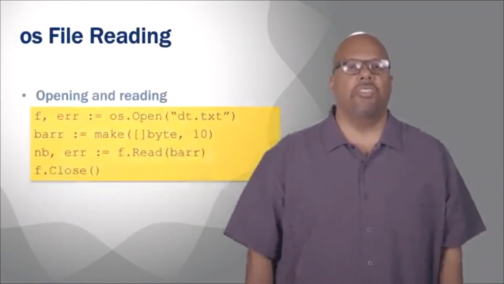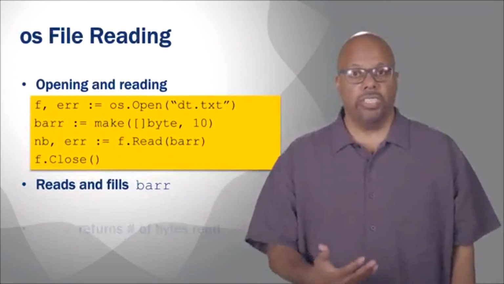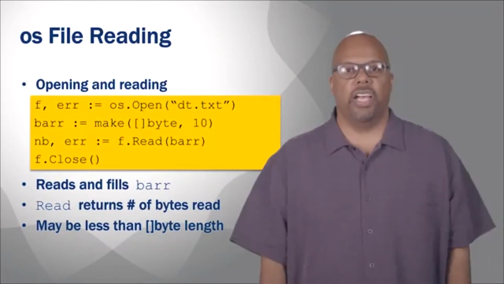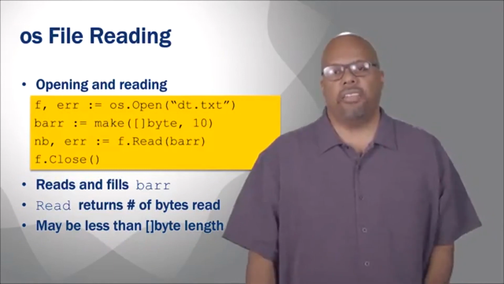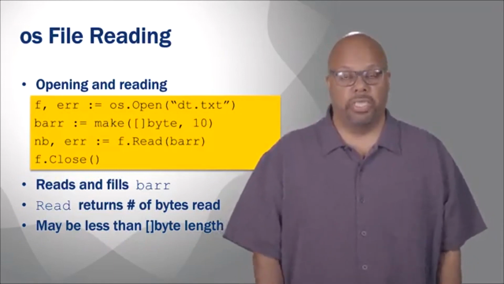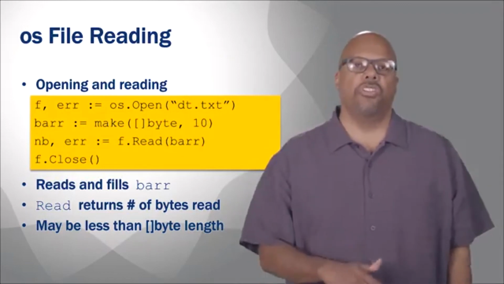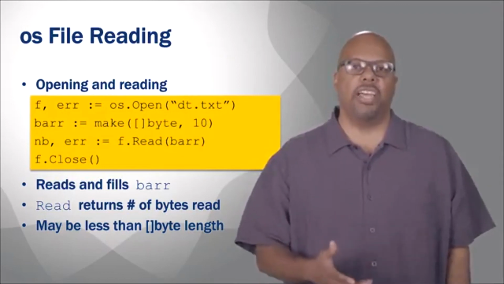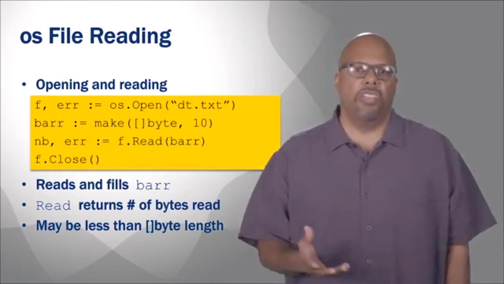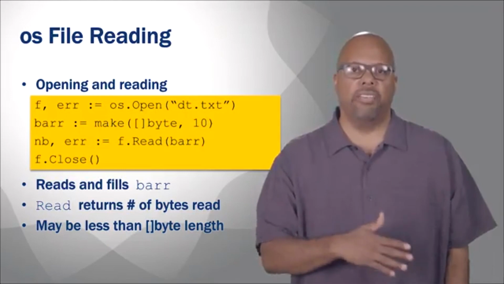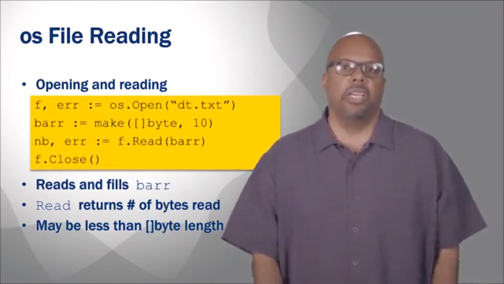So here's an example of file reading using the os package. First thing we do is we open the file. We call os.open, pass it the name of the file, which is completely arbitrary. So we pass it this file name, dt.txt. It opens it, and returns this F, this file handle that we can use to access the file. If there's an error, like the file doesn't exist or something like that, then it'll throw an error, but otherwise it'll return this file handle.